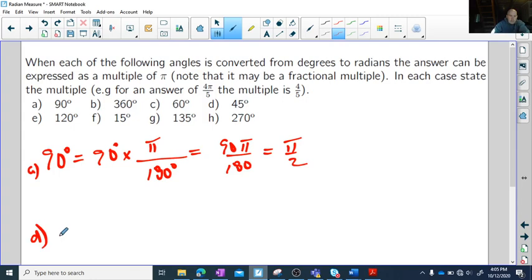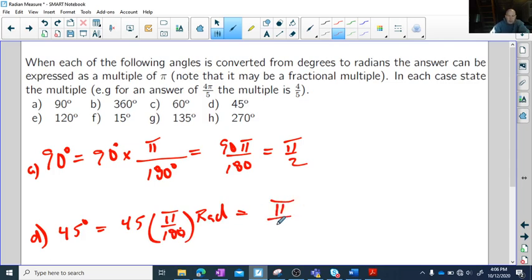So D is 45 degrees. And you can kind of start speeding this up a little bit once you get the hang of this. Say, well, all I've got to do is multiply by pi over 180 every time to go from degrees, and I'll be in radians. 45 over 180 reduces to 1/4. This would be the angle pi over 4.